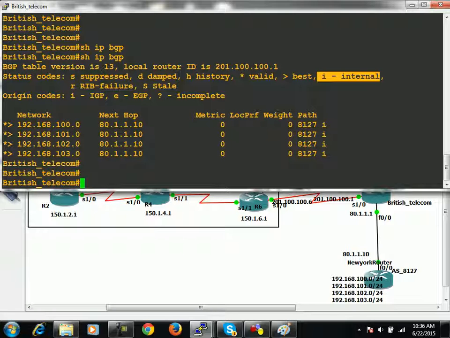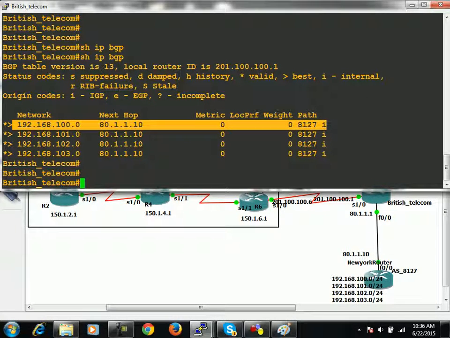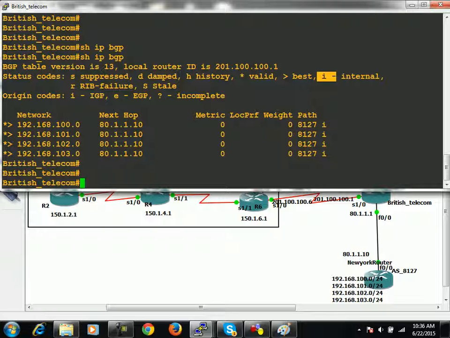Internal. See, this I can be either in the beginning of the prefix or in the end of the prefix. So if this I is in the beginning of the prefix, it means it is an internal prefix. It means that it is coming from an IBGP neighbor. But if it is not there in the beginning of the prefix, like here it is not mentioned, it means there will be two possibilities. Either it is received from an EBGP neighbor or it is self-advertised. There will be two possibilities in which you will never find I in the beginning of the prefix.